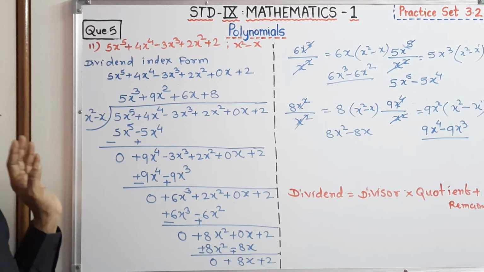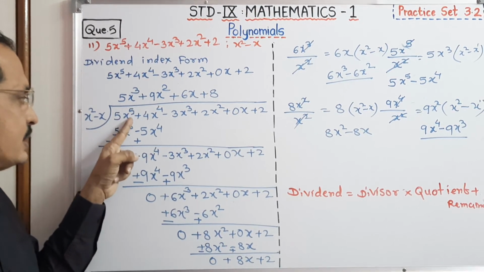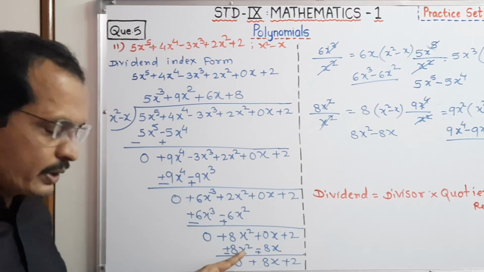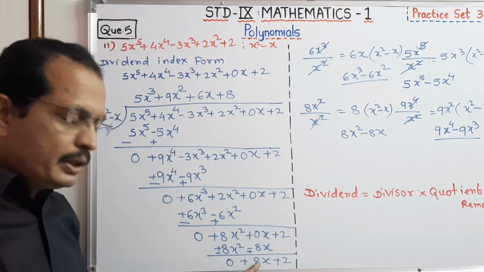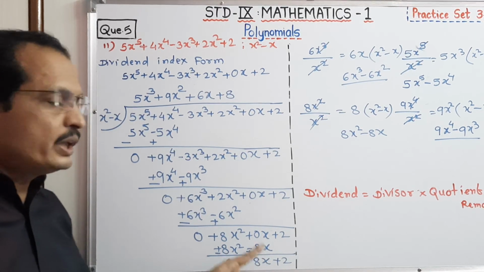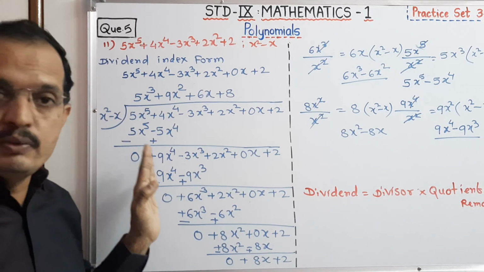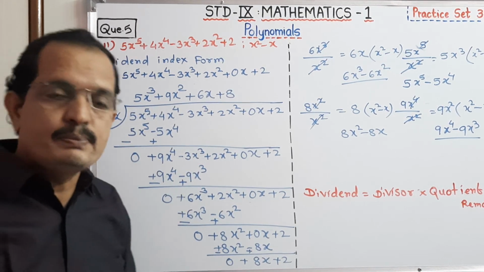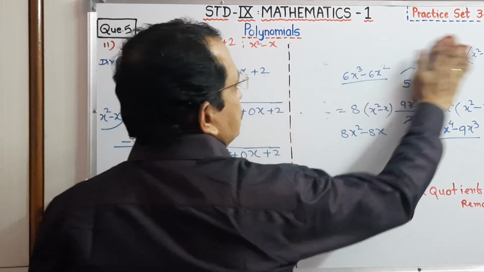Got it? Now see here. Index of this is greater than this, therefore we follow up to x square. But now it is 8x. Here it is 8x, index is 1. And this 1 is less than this 2, therefore we did not have to do the division. The division process is finished. Now what we have to write? We have to write the final answer.